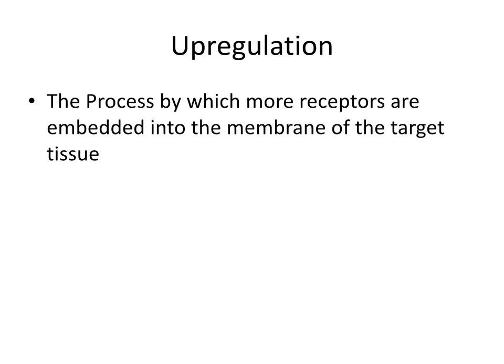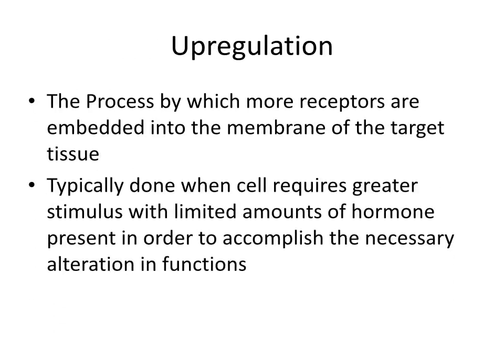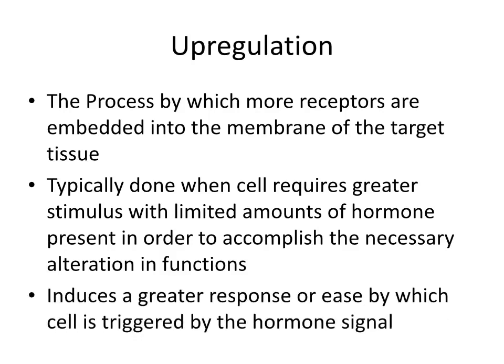Upregulation. Upregulation is a process by which more receptors are embedded into the membrane of the target tissue. This is typically done when the cell requires a greater stimulus with limited amount of hormone being present in order to accomplish the necessary alteration in functions. It could also be seen when there is an increase in stress within the cell without a change in hormone within circulation. Overall, the upregulation will induce a greater response or an ease by which the cell is triggered for the hormone signal.